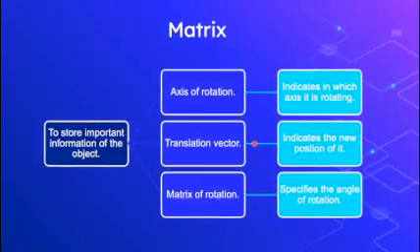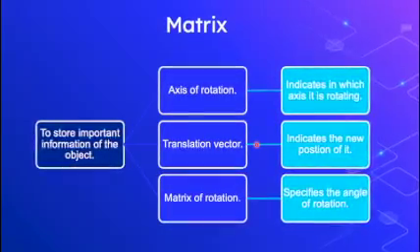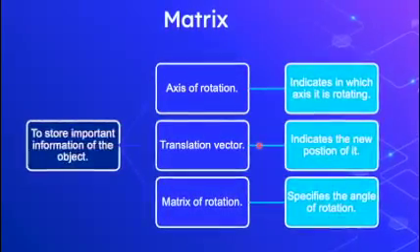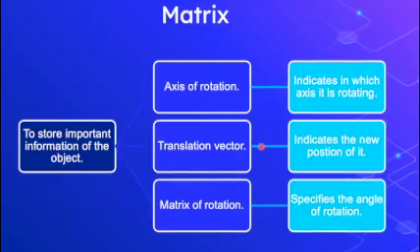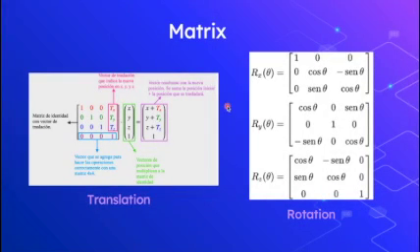Also, we use matrices to store important information of the object, such as axis of rotation, translation vector, and matrix of rotation. The matrix on the left is the matrix of translation. The result we obtain will be the new position of the object. The matrix on the right is the rotation matrix, which indicates in which axis it is rotated and its angles.